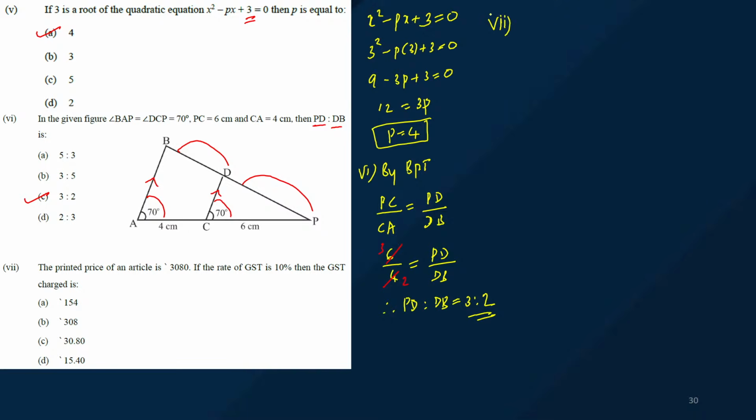Okay, so next one, that is the seventh one. Look at the question here. The printed price of an article is rupees 3080 and the rate of GST is 10.